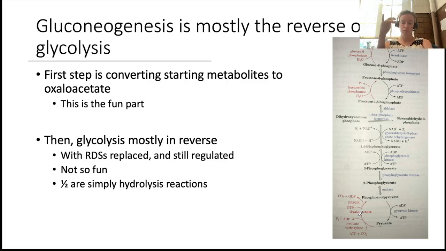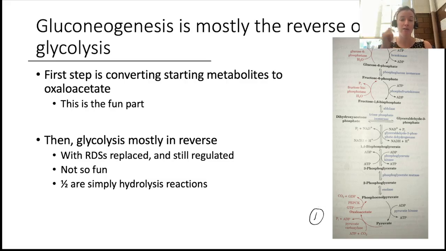You'll notice, though, it took one step to go from PEP to pyruvate, and it's taking two to go from pyruvate back to PEP. We have to keep in mind that because the forward reactions are rate determining, they cannot be reversed. So we need a new mechanism to perform the chemistry to get us back from pyruvate to PEP. And that is the first step in gluconeogenesis.